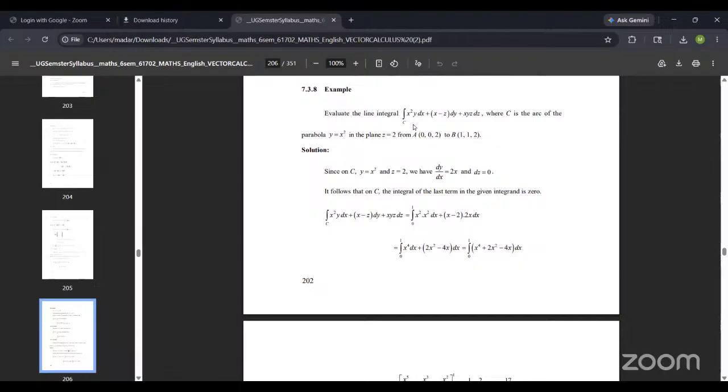Now evaluate the integral of x squared y into dx plus (x minus y) into dy plus xy into dz, where c is the arc of the parabola y equal to x squared in the plane z equal to 2, from the point a equal to 0,0,2 and b is 1,1,2.